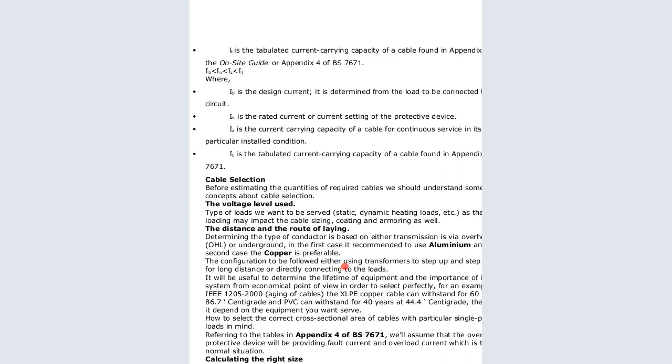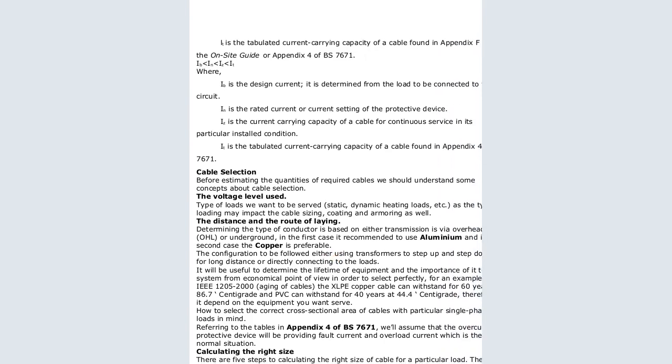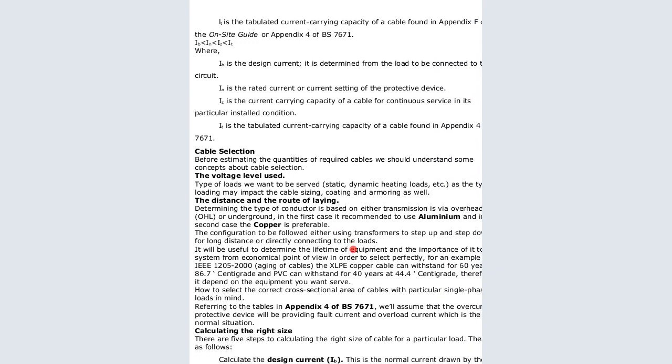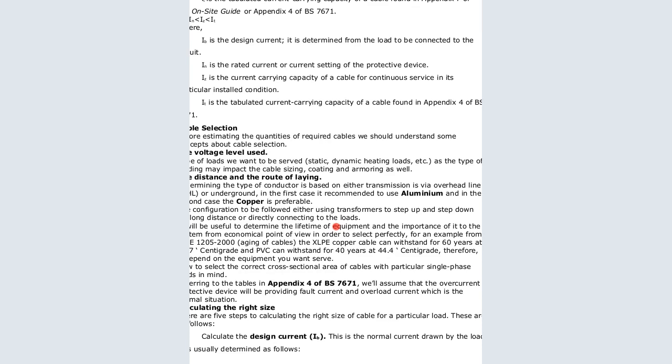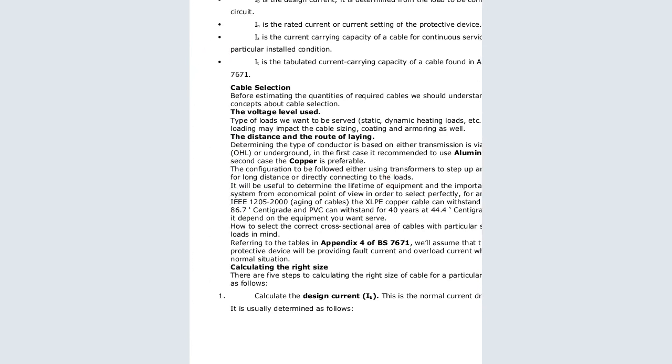Okay, so that is a continuation. IT is the tabulated current, we already talked about it. IB is the design current, IN is the rated current, IZ and then IT. Now the cable selection.